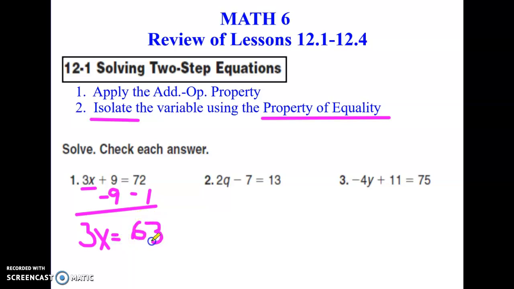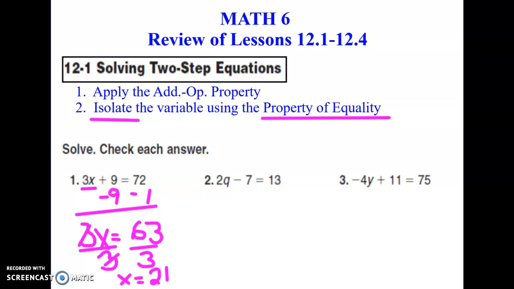And now to solve, or undo multiplying by 3, I'm going to divide both sides by 3. And my solution will be x is equal to, because 3 divided by 3 is 1, 63 divided by 3 would give me 21 for my first solution. Can you please pause the recording and do the next 2 on your own, writing them on a piece of paper?